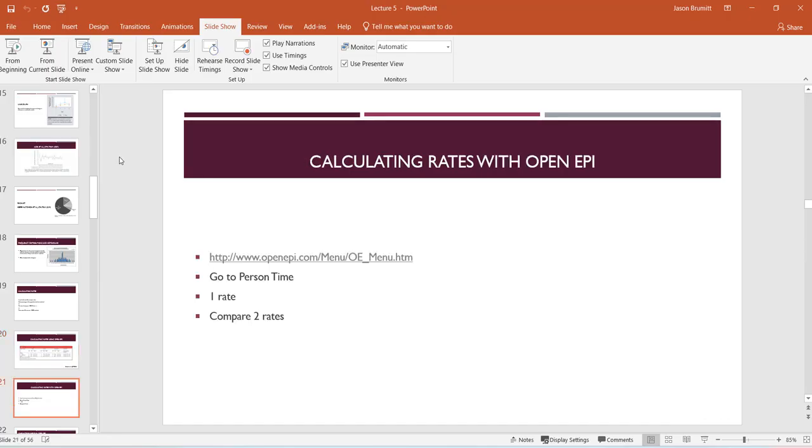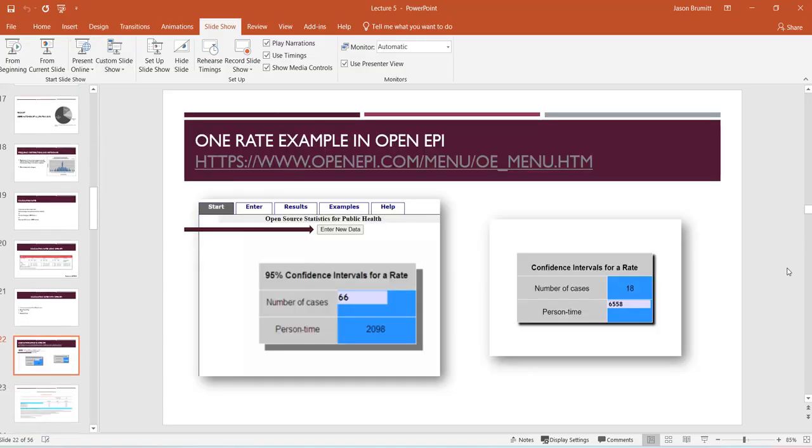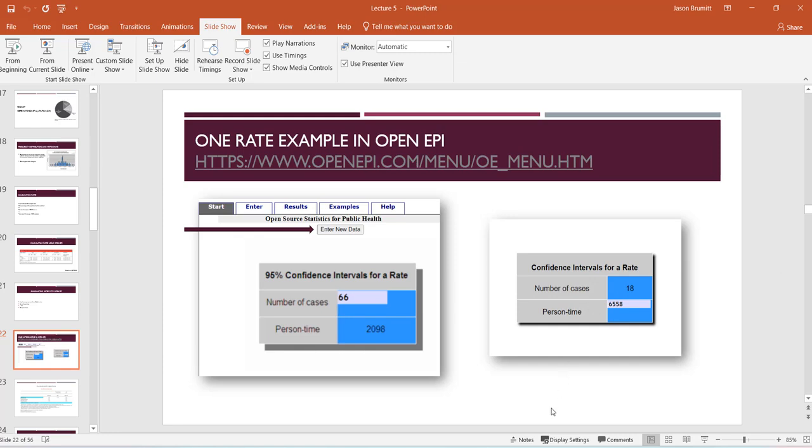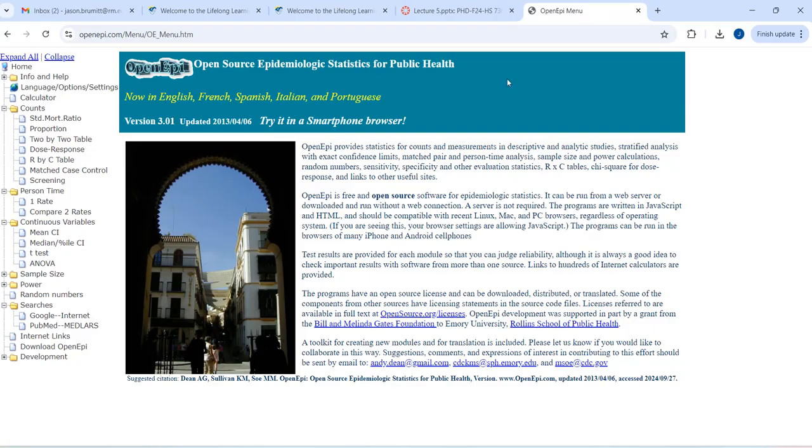So now's your time to go to OpenEpi. Pull up OpenEpi. There's a link there that you can get from the PowerPoint, or you can just put OpenEpi into Google and it should come up. And then what we're going to do is go to person time. So let's find that now. Actually, I'll move forward a slide. Going to go to OpenEpi and go to person time over here. There's a 1 rate and 2 rates. Let's go to 1 rate first.